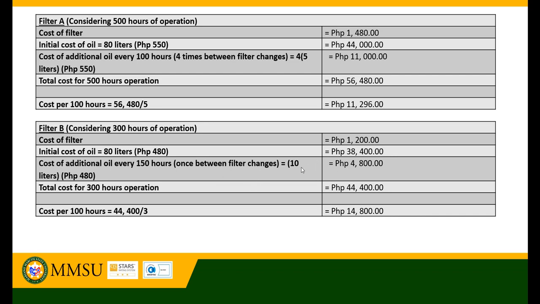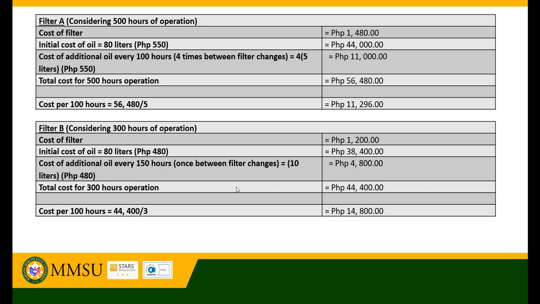So that's it. 480. Ayan. So we have 4,800. So 10 liters, okay, times 480 per liter.